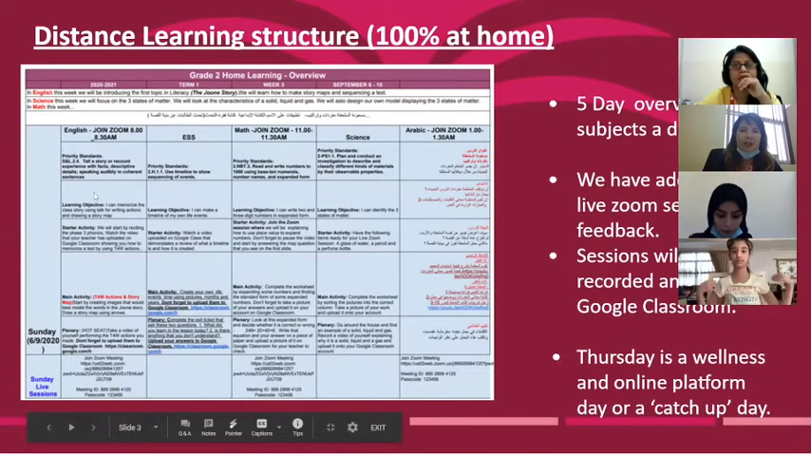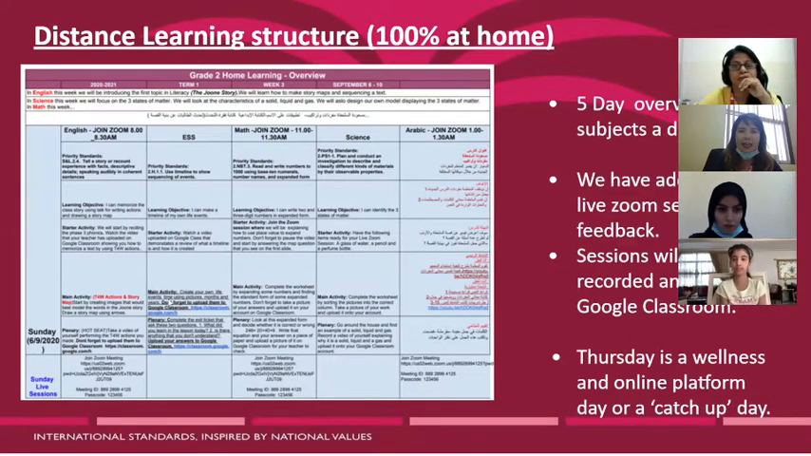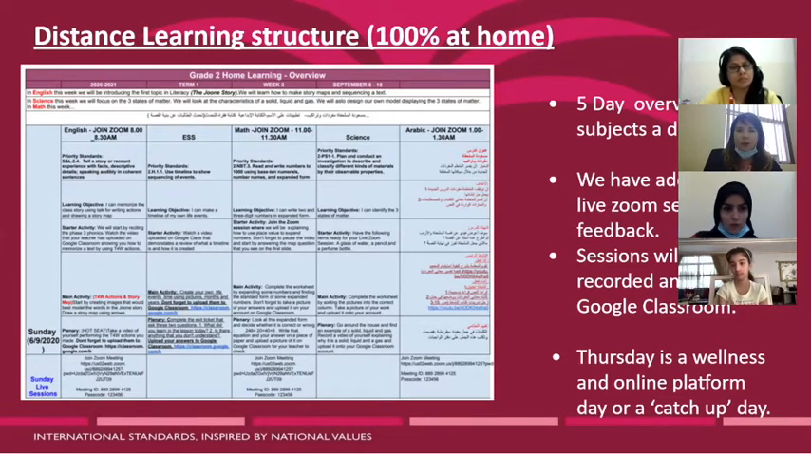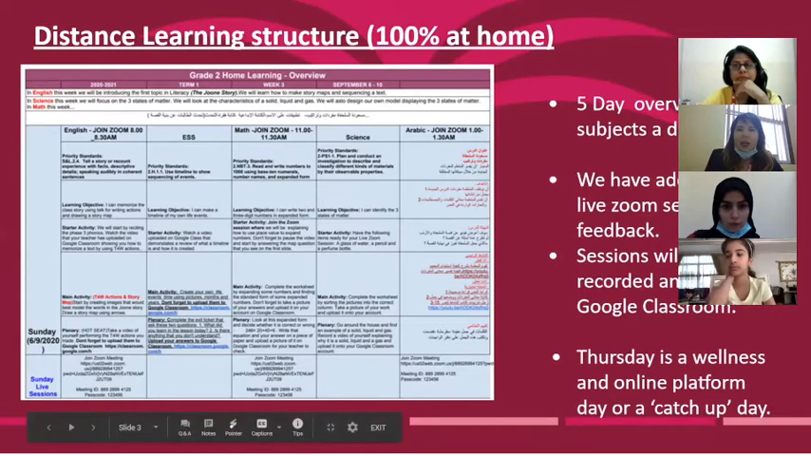Here's an example of a Sunday plan. You see we've got 5 subjects today. At the bottom, it will state the Zoom session if there's a Zoom for that subject. On Sunday in grade 2, we've got a Zoom session that starts at 8 to 8:30 for English. Then they have English Social Studies, which is a pre-recorded video. Then they have Maths, which is a Zoom session at 11. Then they have Science. And then they have Arabic, which is a Zoom session at 1 o'clock.